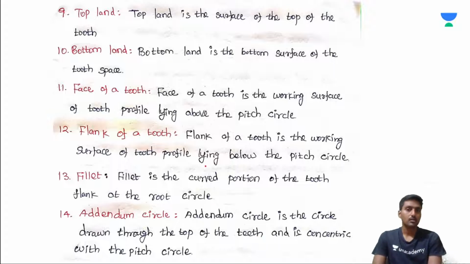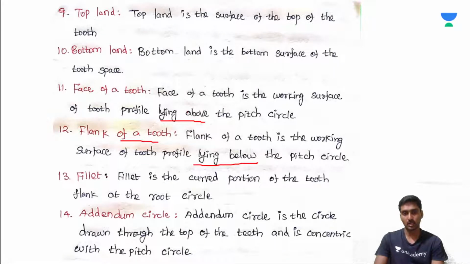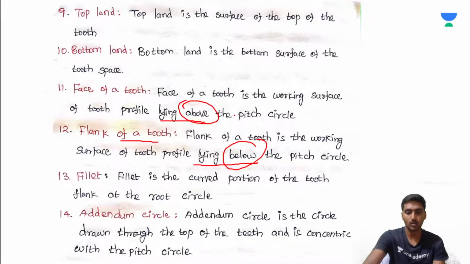Top land is the surface of the top of the tooth. Bottom land is the bottom surface of the tooth space. Face of a tooth is the working surface of the tooth profile lying above the pitch circle. Flank is the working surface of the tooth lying below it. How is it above and below?